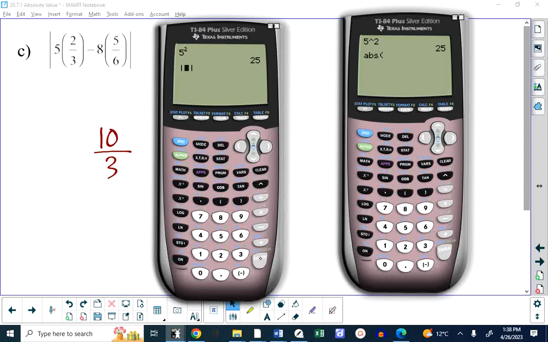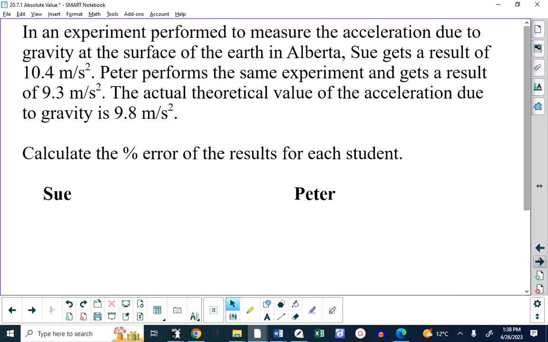Regardless, we could just enter the stuff into either of these. 5 times 2 over 3 minus 8 times 5 over 6. Hit enter. Do the same thing over there and hit enter, and it will do the whole absolute value for you. Okay, we have one more example that I want to go through.